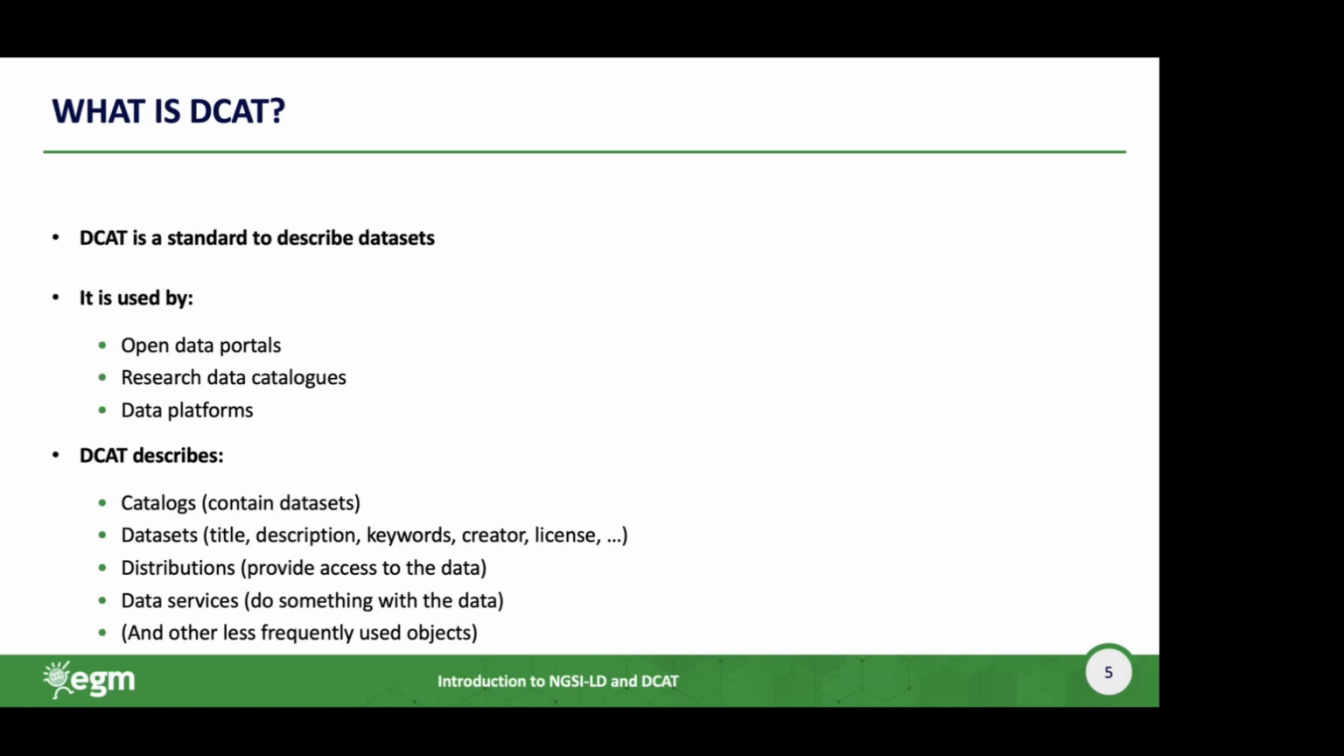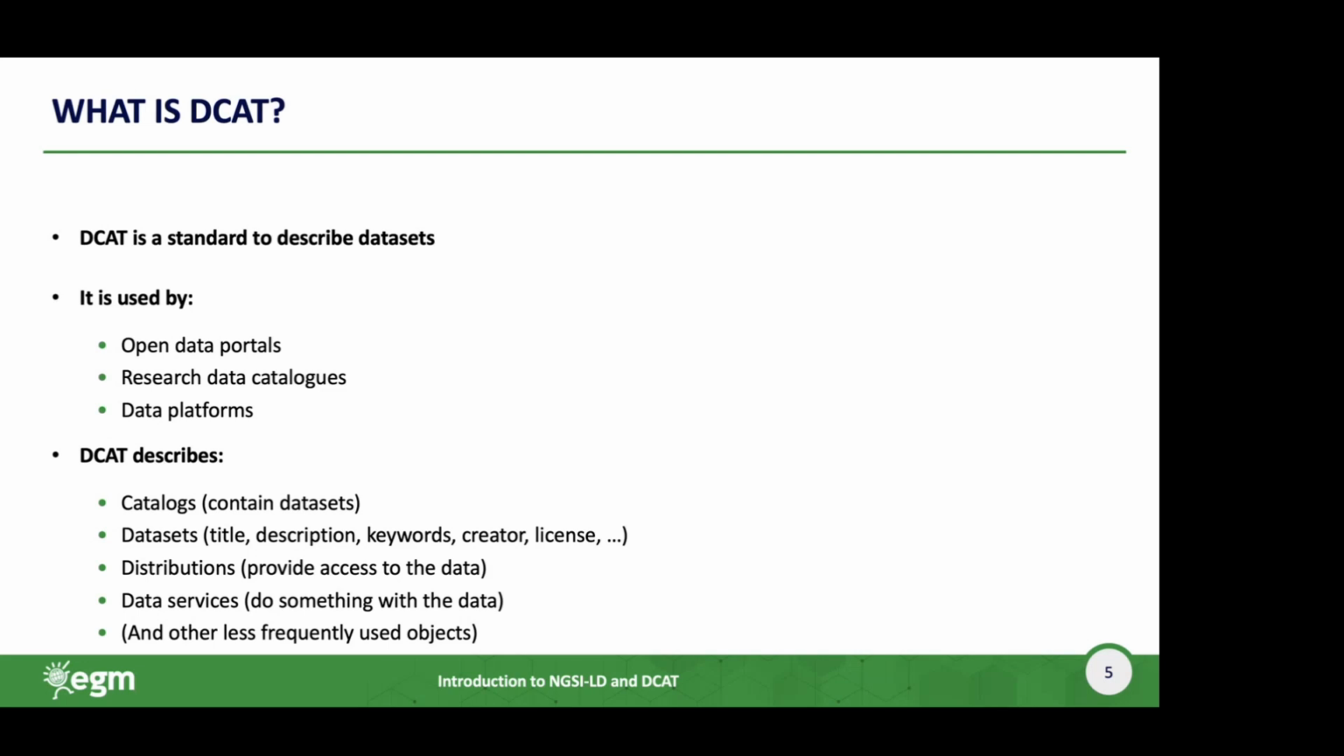So more on the details of DCAT. DCAT is a standard to describe datasets. It is used quite a lot on almost all the open data portals. There is some DCAT in it to describe the dataset. On research data catalogs, DCAT is also used quite often. And data platforms also make use of DCAT to describe what they contain.